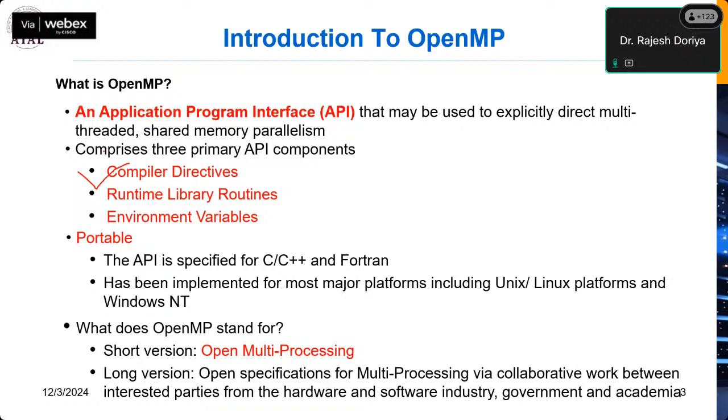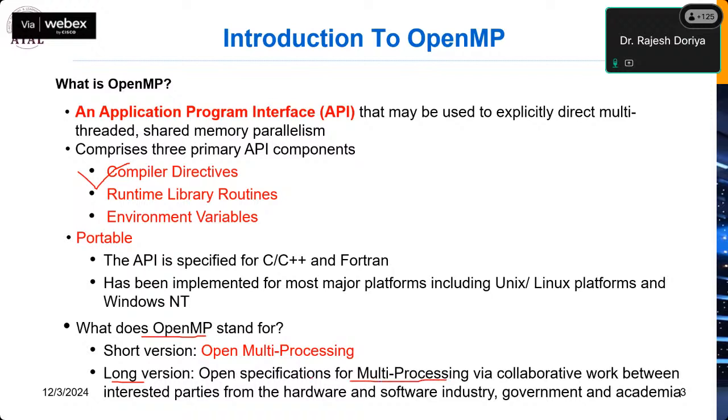The specific thing regarding OpenMP is that it is portable, and there are a number of APIs which are very much specific to C, C++, and Fortran. So you can create your OpenMP program either in C, C++, or in Fortran. And as of now, it has been implemented for most of the major platforms, including the Linux platform and the Windows platform. If you talk about the full form of OpenMP, in short version it stands for Open Multiprocessing, and in the long version it is the open specification for multiprocessing.